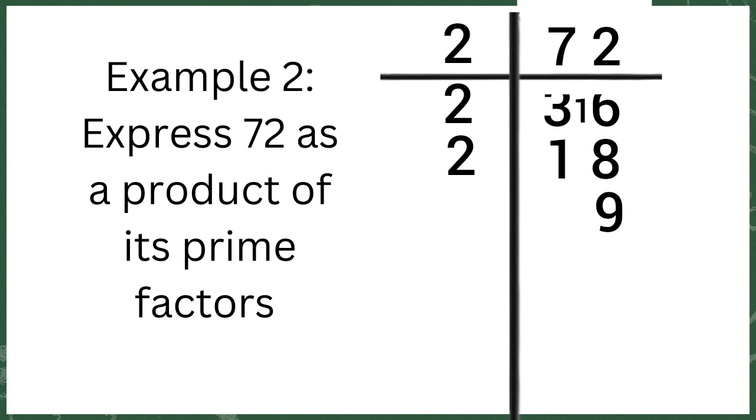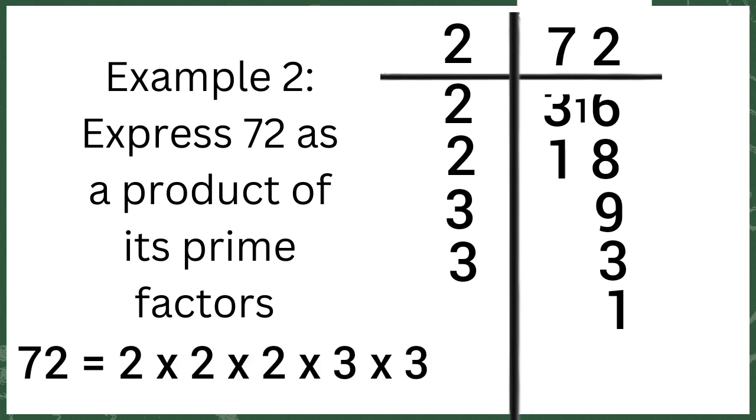Since 3 can go into 9, we will continue. So 3 into 9 is 3. We will use 3 again. 3 into itself is 1. So 72 can be written as 2 times 2 times 2 times 3 times 3.